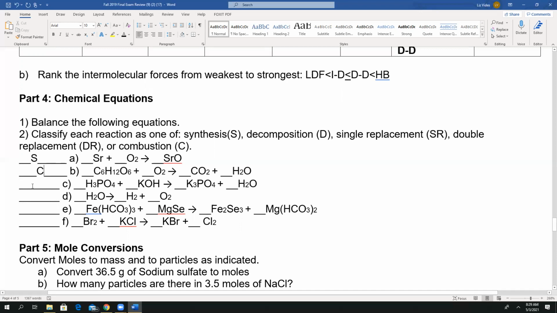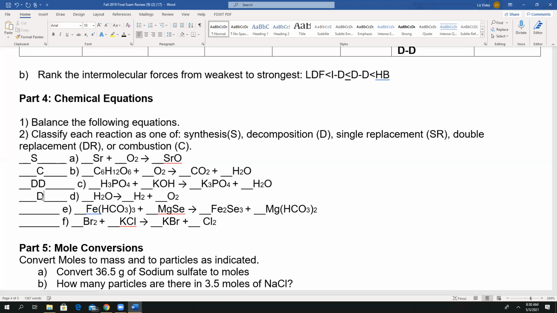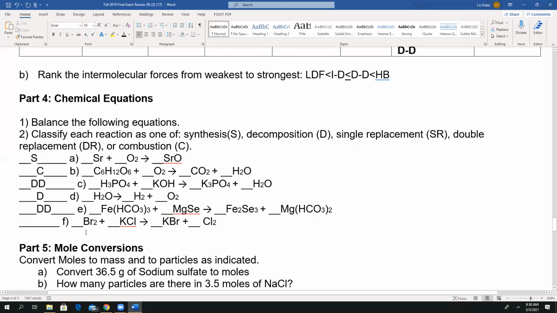The next one is a double displacement. Oops, sorry. That's a double displacement. This one is a decomposition. Another double. And the last one, single. Okay. Now that we know what they are, we can try to balance.